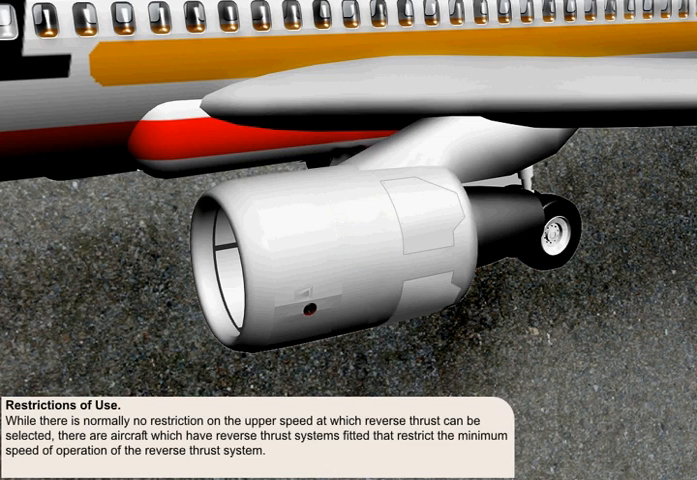While there is normally no restriction on the upper speed at which reverse thrust can be selected, there are aircraft which have reverse thrust systems fitted that restrict the minimum speed of operation of the reverse thrust system.